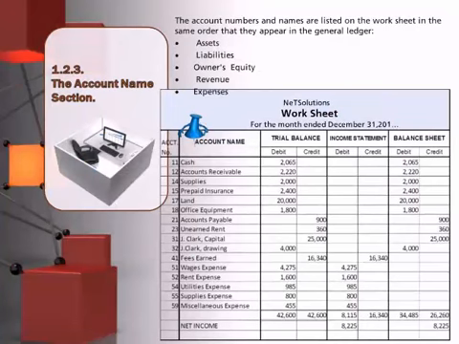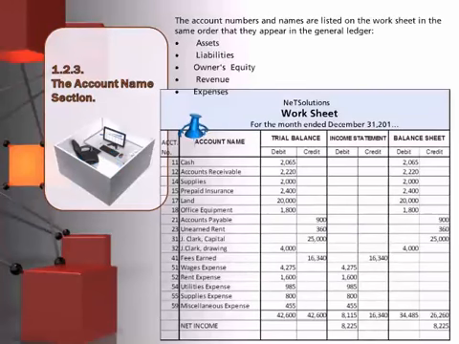Moving on to the next part, the account name section. Information for the account name and trial balance sections comes from the general ledger accounts. In a previous session you prepared a trial balance by listing the account names and their final balances. A trial balance can be prepared at any time during the accounting period to prove the general ledger.